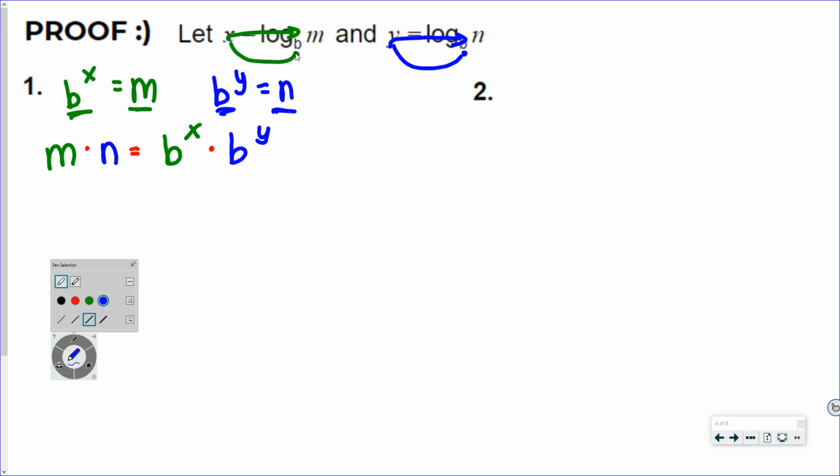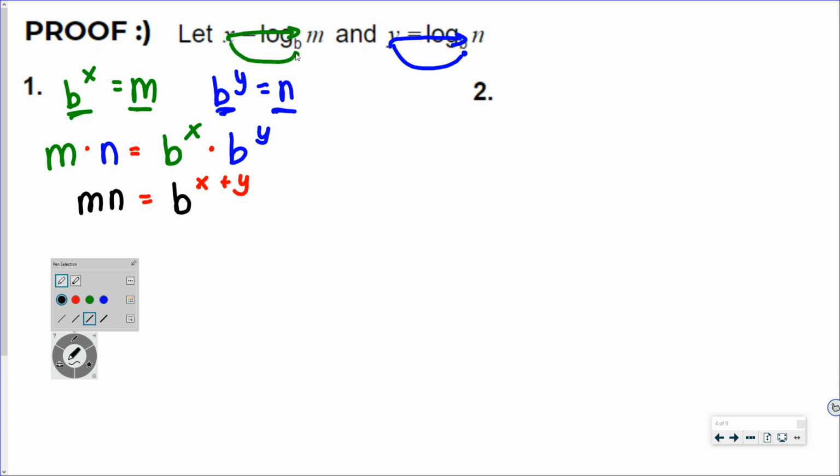All right, exponent properties. When you have the same base, in this case base b, and you multiply them together, what operation do you do with the powers? Addition. Add them, right? So I know that that's the same as base b to the x plus y. Now m times n I'm just going to write as mn over here. All right, we know how to do this with exponents.